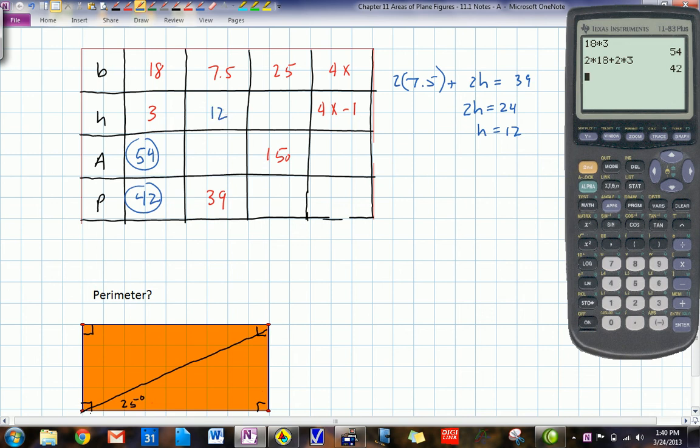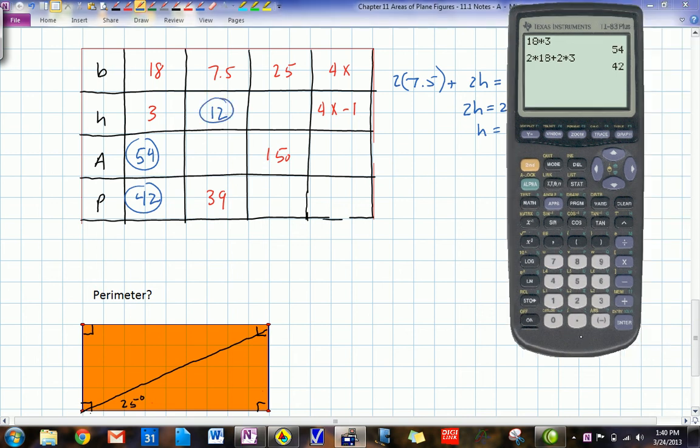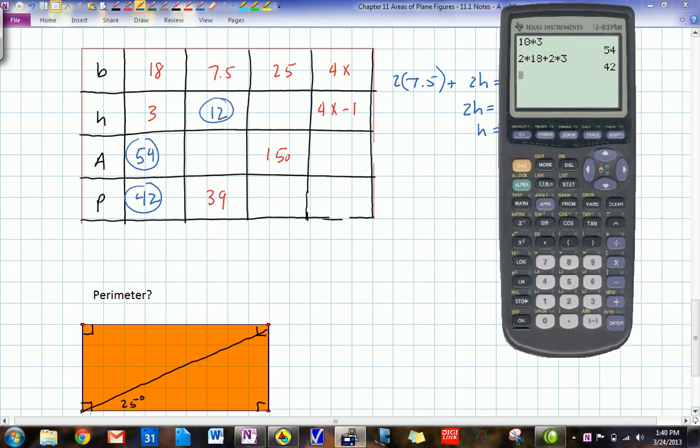And so now I can figure out the area, of course. That would just be the 7.5 times 12, base times height. 7.5 times the 12, and that gives me an area of 90.